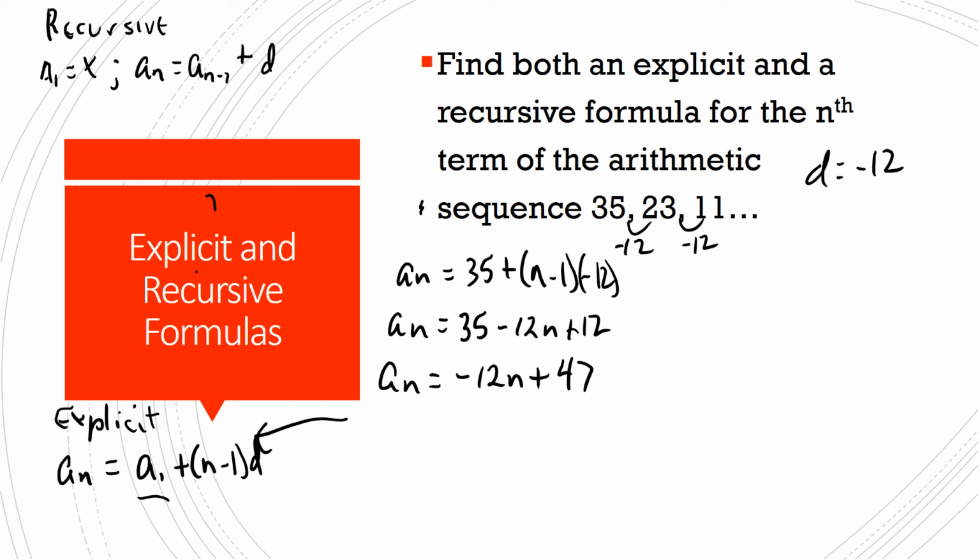Now, how about the recursive formula? Well, we're going to start like this. We're going to say a1 equals 35, and then a_n is equal to a_(n-1) plus my common difference. The common difference is negative 12. And that's my recursive formula.